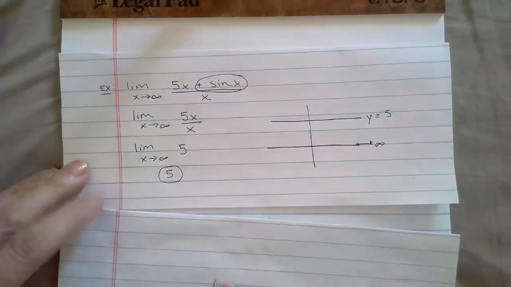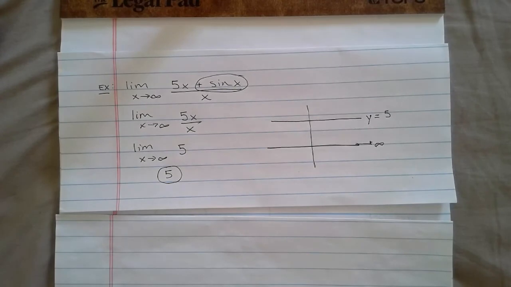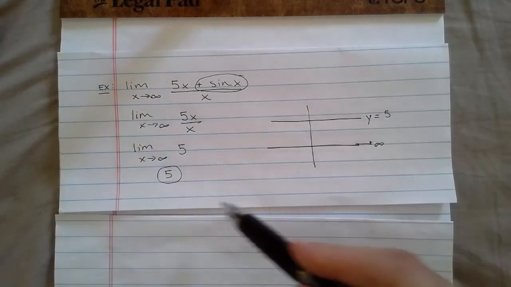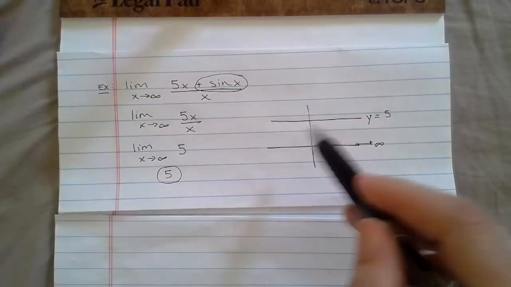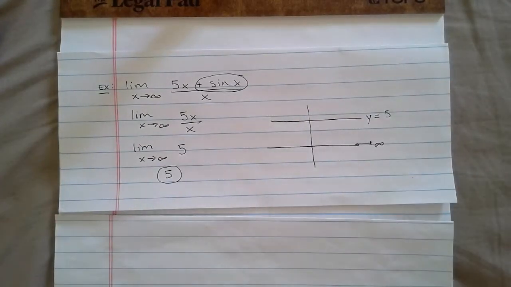Okay? So you can use that idea of looking at the most powerful term. 5x is a line that has a slope of 5, and sine just bebops between -1 and 1. It just doesn't have great magnitude. So out at infinity, it doesn't really amount to a hill of beans.